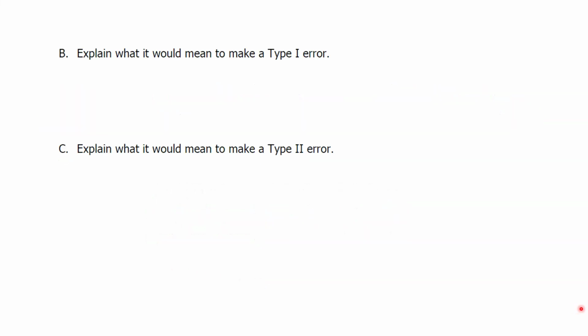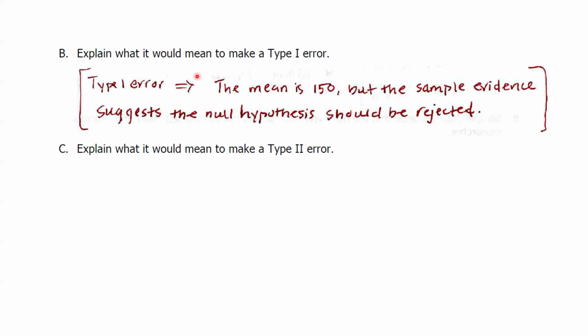Okay, explain what it would mean to make a type 1 error, and then we'll explain what it would mean to make a type 2 error. So the type 1 error would be that the mean is 150, but the sample evidence suggests the null hypothesis should be rejected. In plain English, this would mean that we can conclude that the mean is less than 150, but in reality, it's actually 150. So we falsely claimed it decreased.